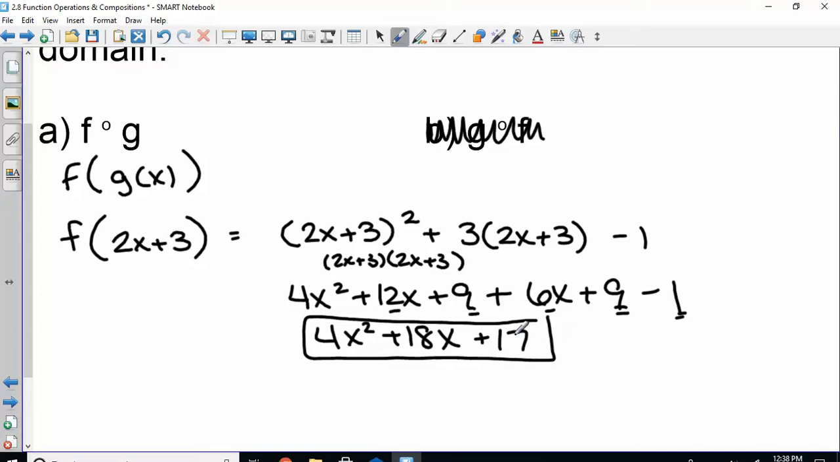So that's the composition. The domain. You look two places. The first thing that happens is you're going to take an x value and you're going to plug it in. So you have to look at this inside. Now, it's not a fraction, it's not a square root, so do I have any domain problems there? No, you can put anything in there. Then we have to look at our final answer. It's not a fraction, it's not a square root, so do I have any problems there? So what's my overall domain?